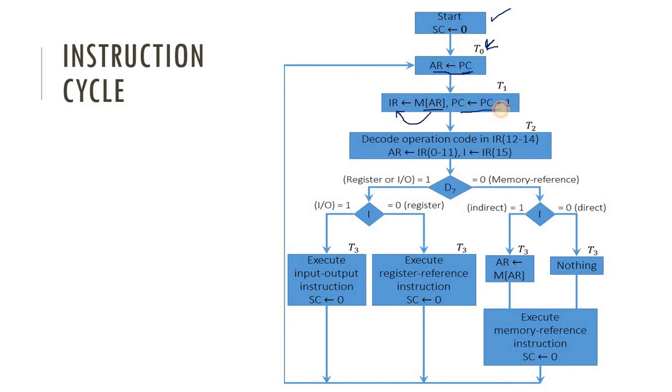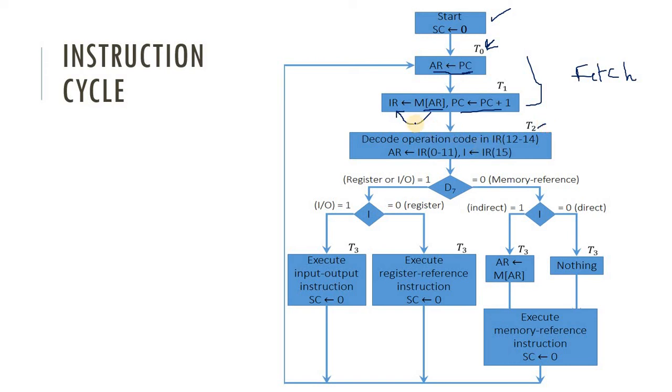Also at that time we'll increase the program counter value by 1. So this is the first phase, which is a fetch. After that, at the next time signal T2, we are performing the decoding operation onto the instruction register.